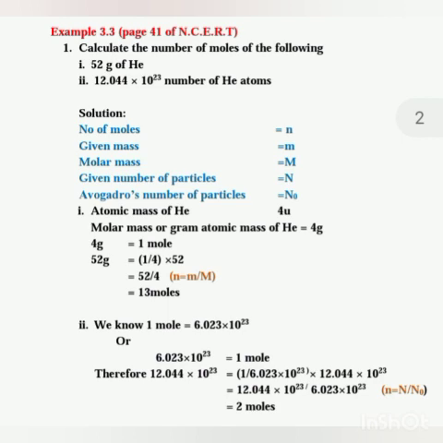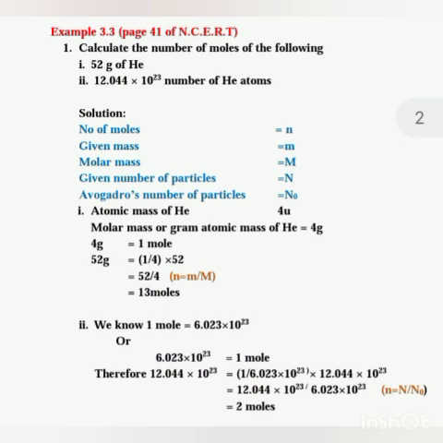So what you have to do? 12.044 into 10 raised to power 23 is equal to 1 divided by 6.023 into 10 raised to power 23, into 12.044 into 10 raised to power 23. This is the unitary method which I have applied. So now what you will get? You will get 12.044 into 10 raised to power 23 divided by 6.023 into 10 raised to power 23, and you will get 2 moles.